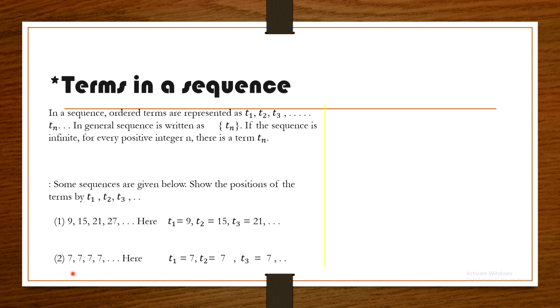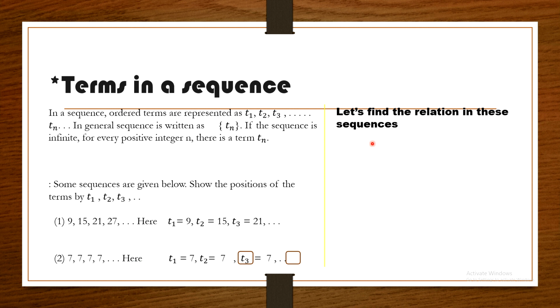In the second example, the terms in the sequence are given as 7, 7, 7. That means this is called a constant sequence. T1 is 7, T2 is 7, T3 is also 7 and T4 is also 7. So this is called a constant sequence.